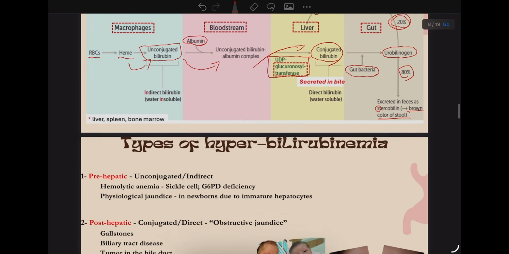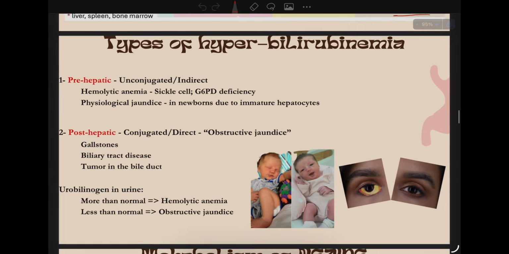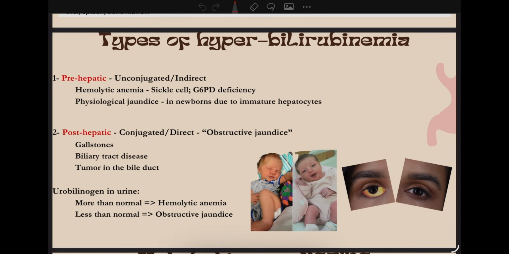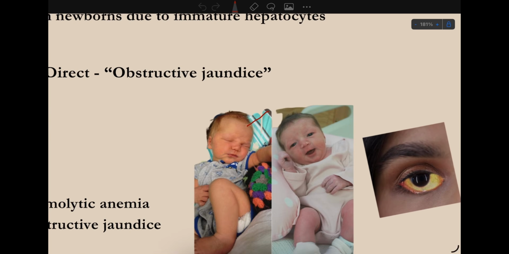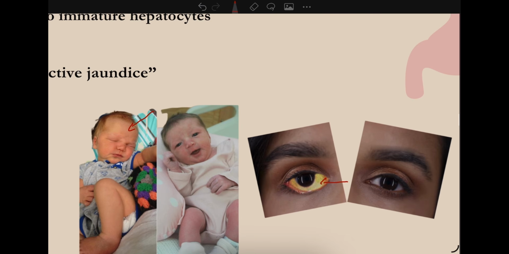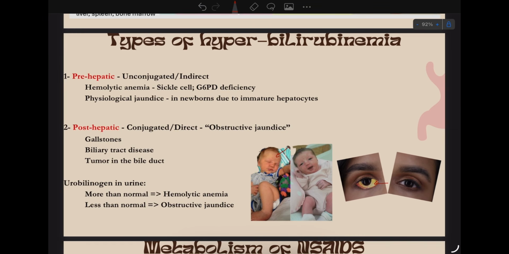Why? Because we are talking about bilirubin because of jaundice. Jaundice is when the person is basically yellow. Can you see this baby? He's looking yellow, right? Look at the eye of this lady. Yellow. This is jaundice. And it's caused by bilirubin. Why? Because it's yellow. If we don't excrete it, it will accumulate and cause this.